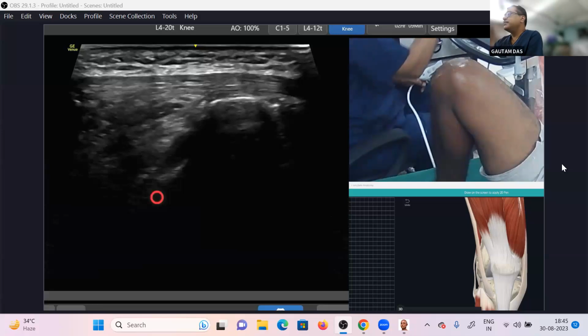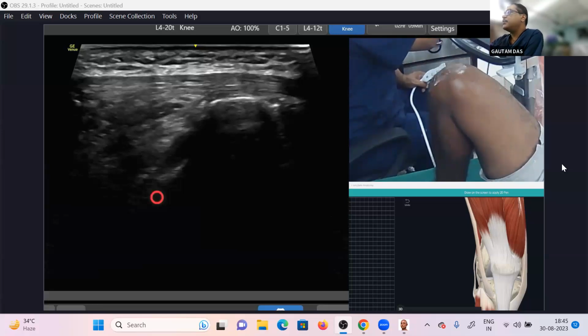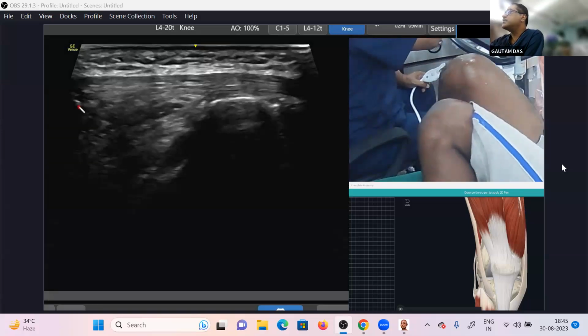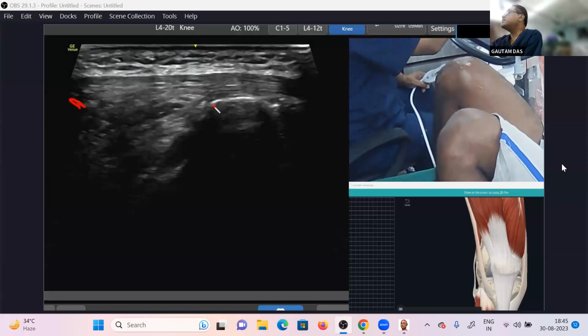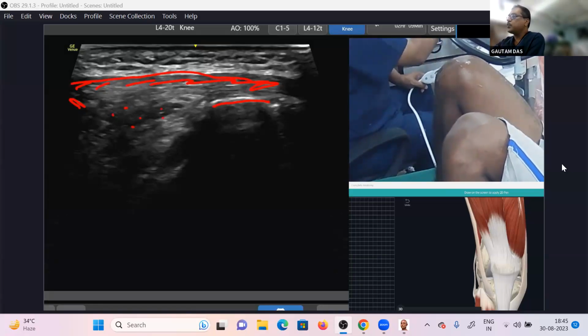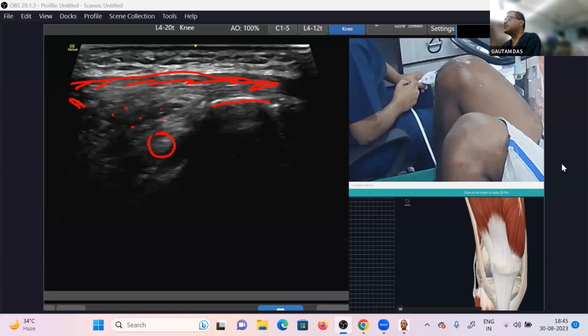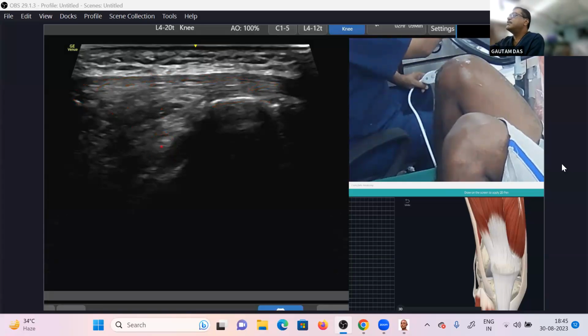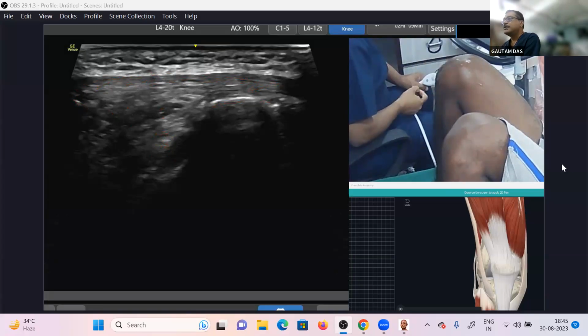So let me draw again. This was your patella. This was your tibia. This hyperechoic fibrillar structure is the patellar ligament. This is your Hoffa's pad. Now try to understand two important structures here. One is this, a hyperechoic cross-sectional area, where I am putting the dots. Can everybody understand this? Yes, sir.